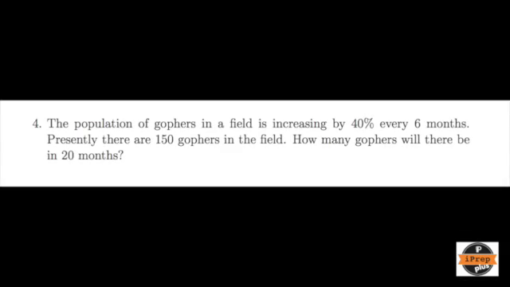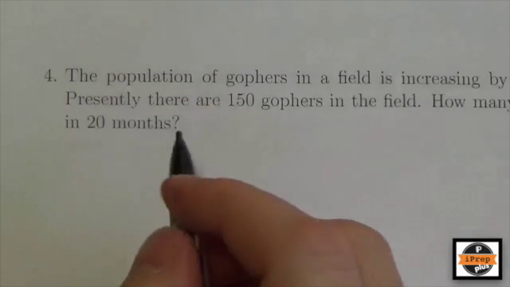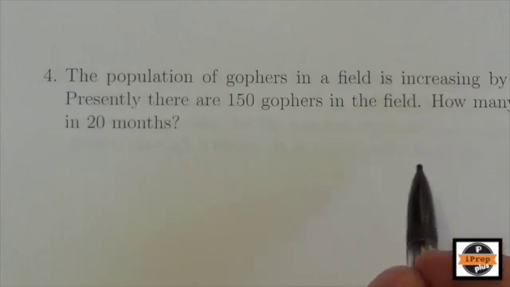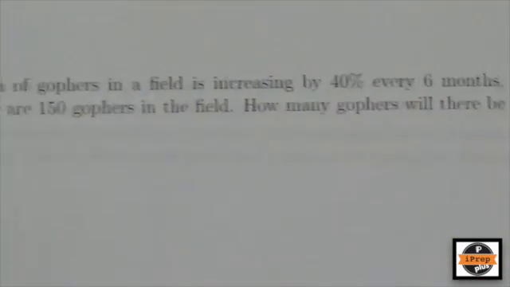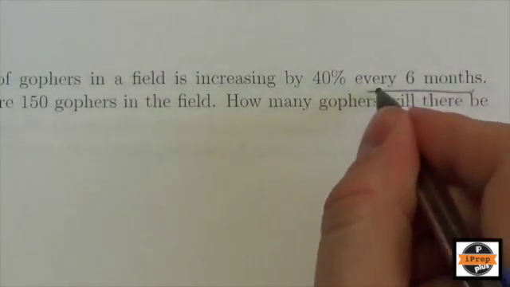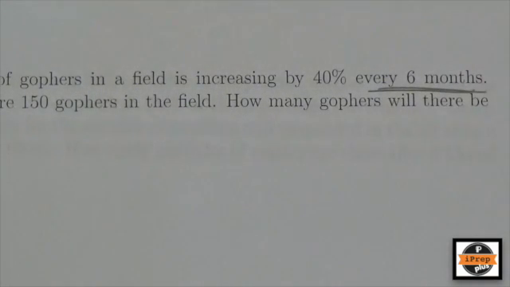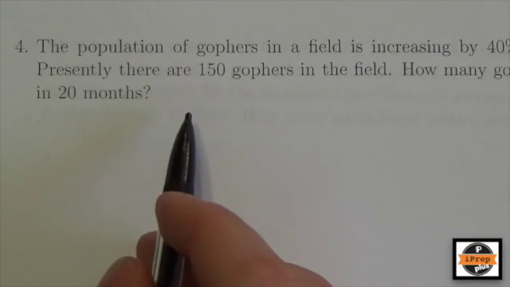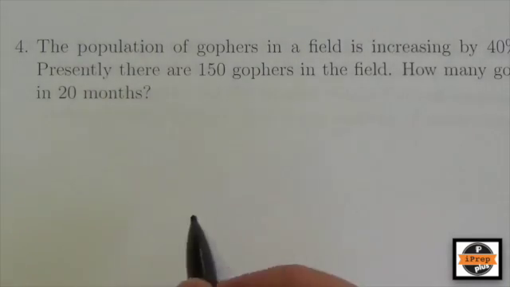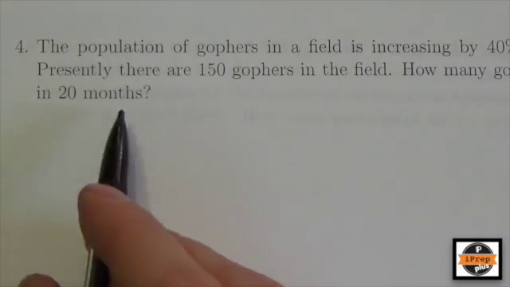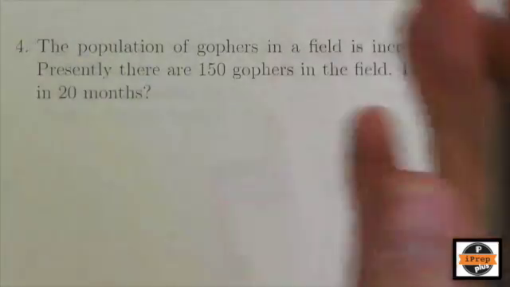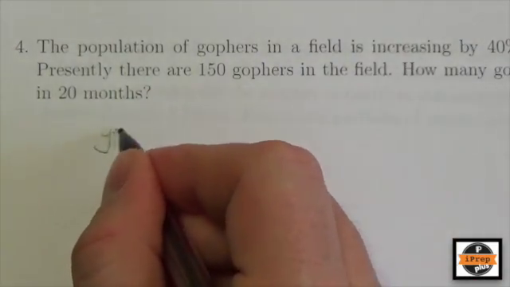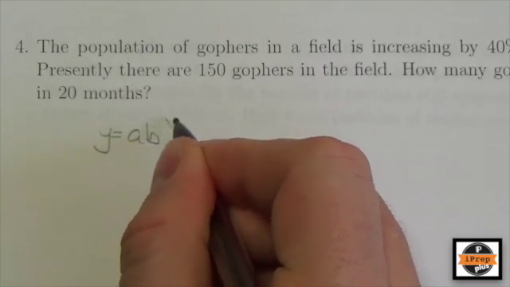Example 4. In this question, we're being told that the population of gophers in a field is increasing at 40% every 6 months. That every 6 months is important. We're going to need to consider that very closely as we work through this problem. It says presently there are 150 gophers in the field. How many gophers will there be after 12 months? Now, the growth here is going to be according to an exponential function. So let's take a quick look. Y equals AB to the X.